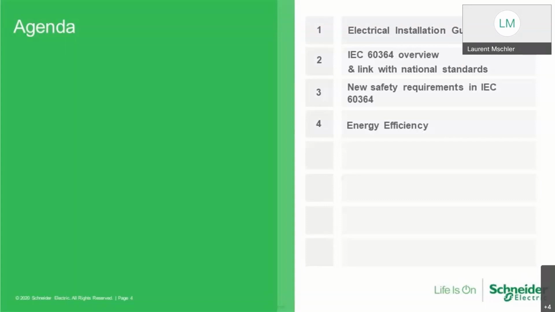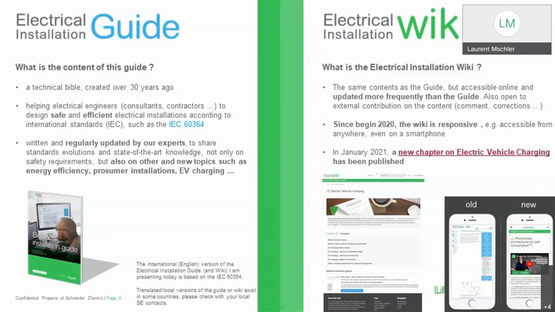So in the next 10 minutes, I'm going to quickly introduce the Electrical Installation Guide and the online version, the Electrical Installation Wiki, before passing the ball to Jacques for a more general overview and updates on IEC 60364. So what is the Electrical Installation Guide and the Electrical Installation Wiki? And please feel free to add in the chat if you already know this guide or the wiki. I'm interested to know if you are already aware and if you already use it.